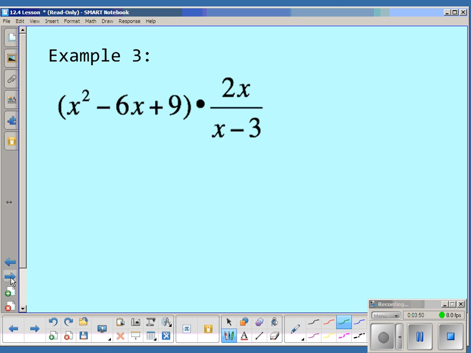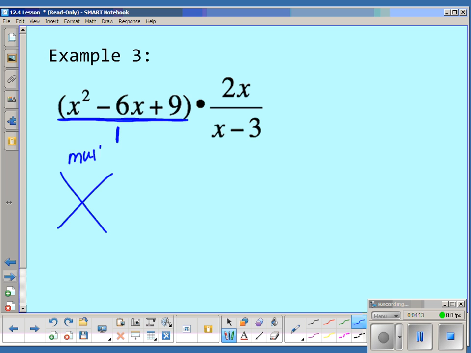Right, and then we get to one that you actually have to do some factoring. And whenever you see something that's not a fraction being multiplied by a fraction, you're always going to make it into a fraction. How you make it into a fraction is you put a 1 for the denominator. Okay, now the first thing we're going to do is factor this thing right here, x squared minus 6x plus 9. So I'm going to draw my diamond.